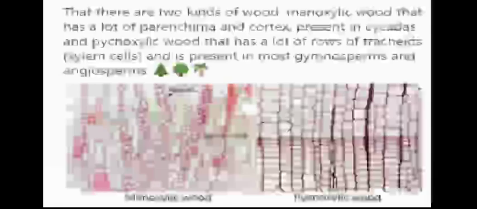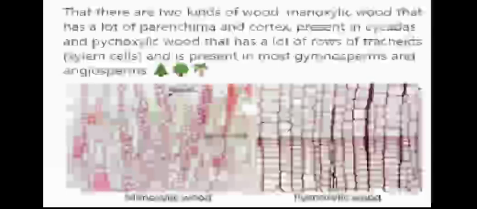Two types of secondary xylem are present in the secondary wood. They are monoxylic and pycnoxylic wood. Coming to the monoxylic wood, xylem tracheids are large, thin-walled and associated with xylem parenchyma with border pits and many rays. It is commercially useless. This monoxylic wood is present in Cycas and Gnetum.